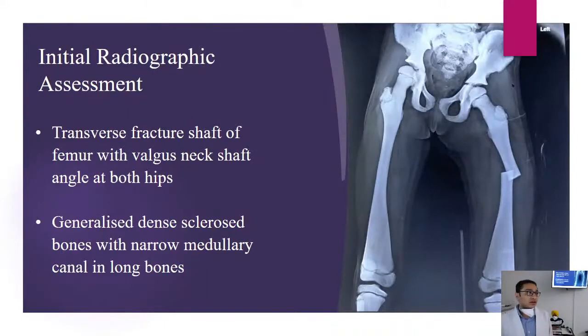So we did an initial radiographic assessment of the patient with an X-ray of pelvis with both legs, and we found out that there was a transverse fracture of the shaft of the femur with valgus deformities at both the hips. Also, as you can see, there is generalized increased density of bone with narrow medullary canal in long bones.